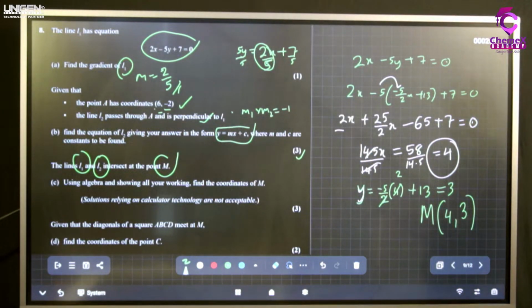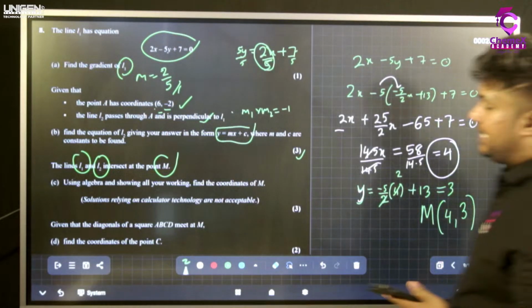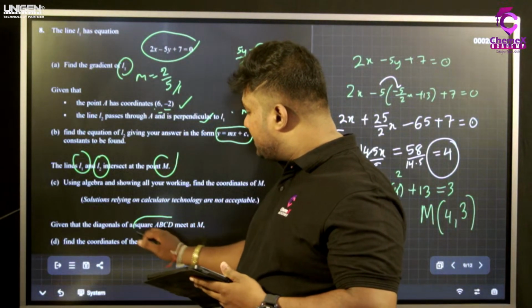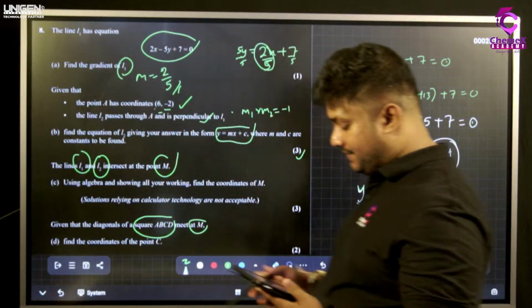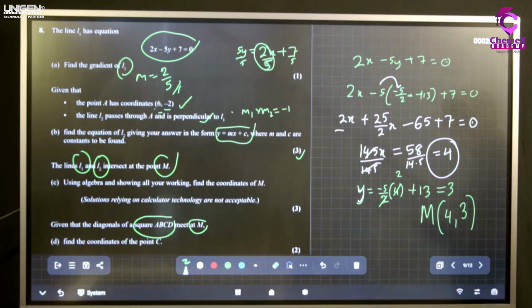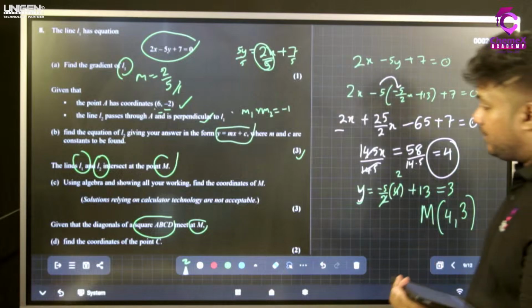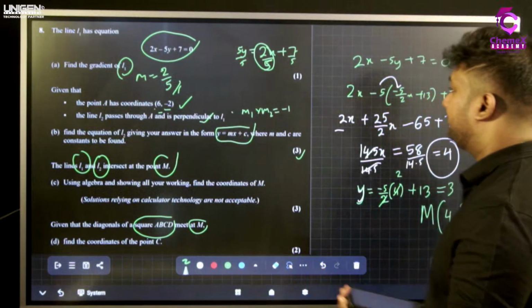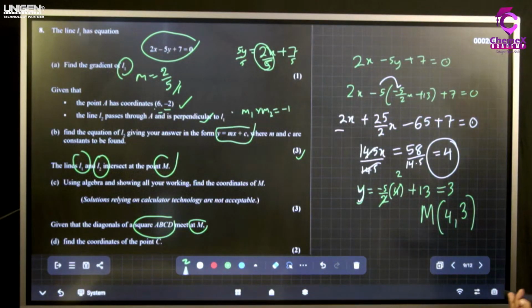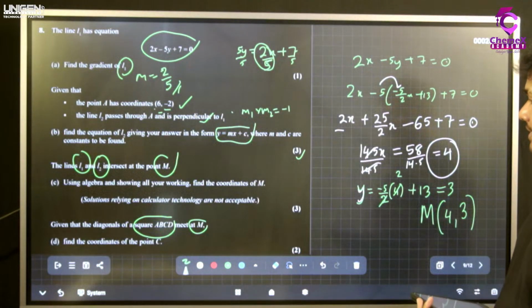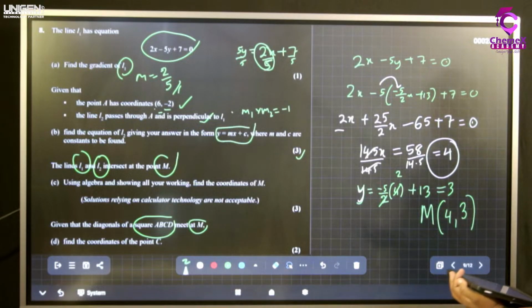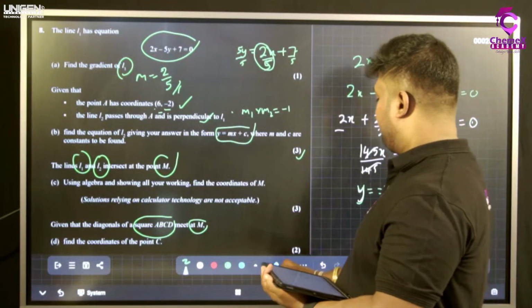Last one, D. Find the coordinate of C. They say, given that the diagonals of square ABCD meet at M. So they are asking the coordinate of C. Then what do we know? We know M. ABCD meets at M. What's ABCD? We know A.